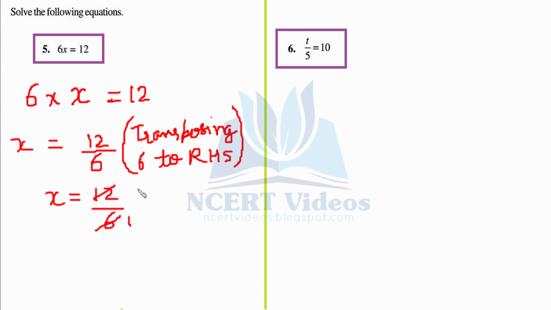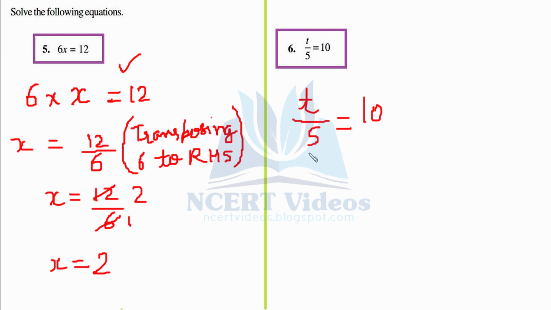1 6 is 6, 2 6 is 12. The required solution is x equals 2. Again, we would check it. Plug the value of x equals 2 on this equation. 6 multiplied with 2 would give you 12. Hence, your required solution is correct. Moving on to 6th, we have t, which is getting divided with 5 equals 10. So we would write again t divided with 5 equals 10.